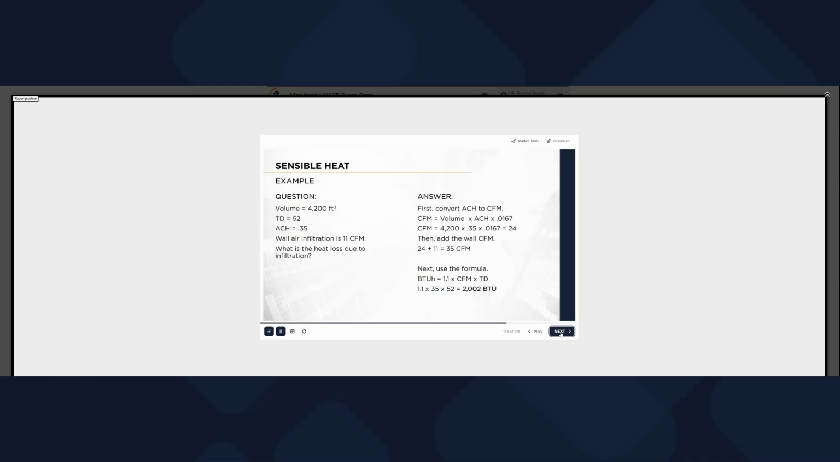Let's work through a simple heat loss question. Volume equals 4,200 cubic feet. TD equals 52. ACH equals 0.35. Wall air infiltration is 11 CFM. What is the heat loss due to infiltration?